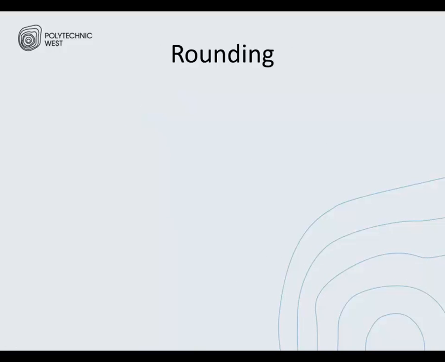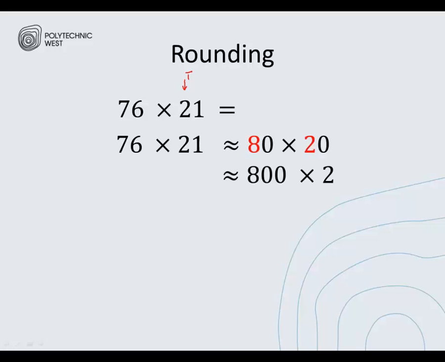Another way is rounding. You're probably familiar with rounding. This is where you round to the nearest whole number. To decide what we're going to round to, we have to look at the first digit that comes along on the smallest number. The smallest number is 21, and the first digit that comes along is this one, which once again is in the tens. So we have to round to the tens. So rounding to the nearest 10, 76 times 21 is approximately 80 times 20, or 800 times 2, 1,600.